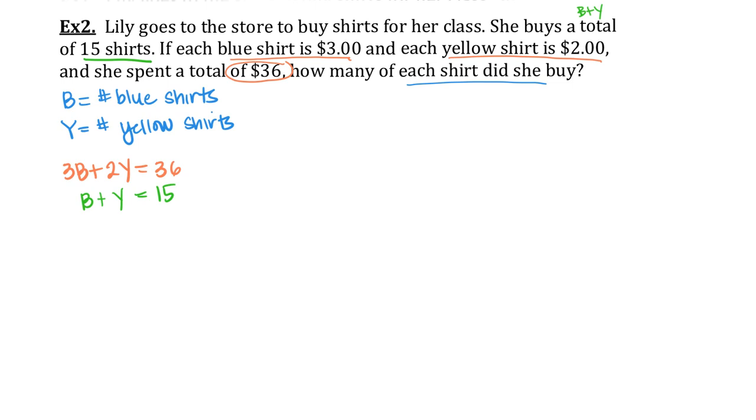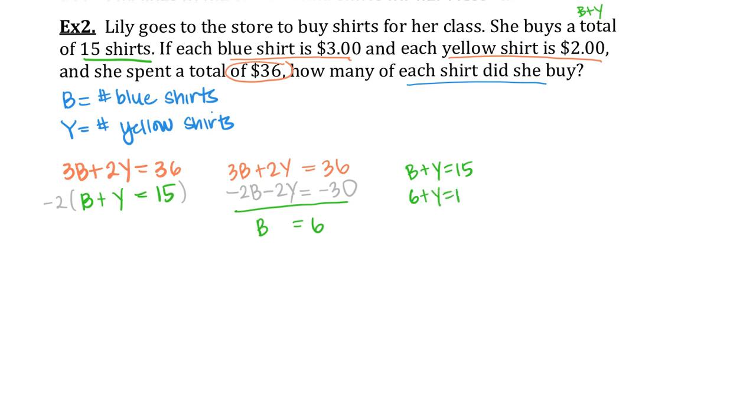You could do substitution if you want to, minus the Y or minus the B, or you could do elimination. It's whichever method you prefer. I'm going to do elimination. I'm going to times by -2. Okay, so I got B is 6 and Y is 9.